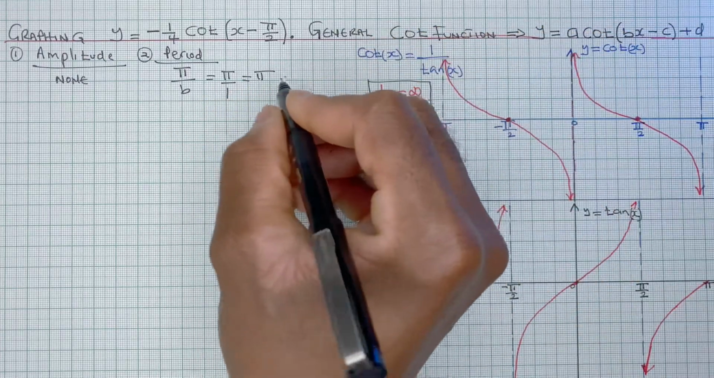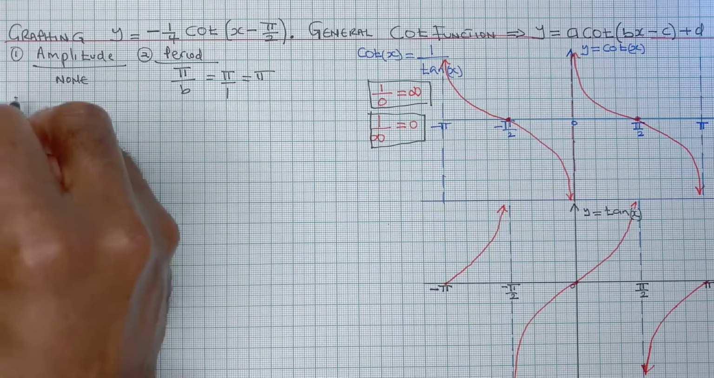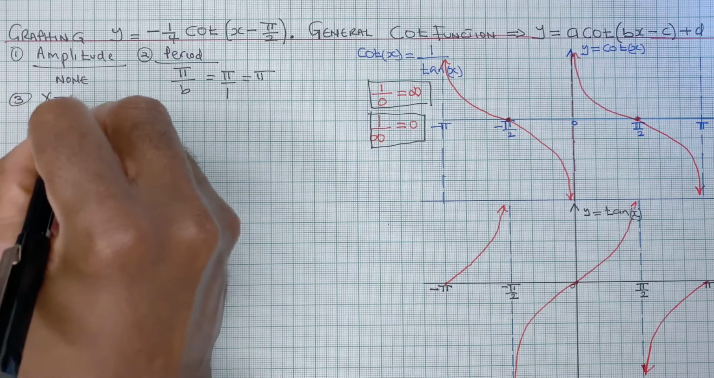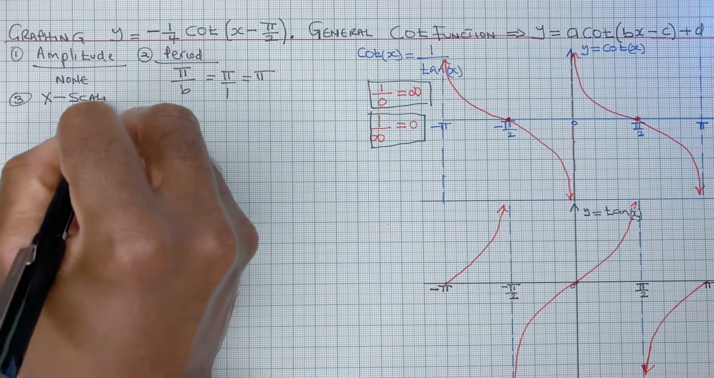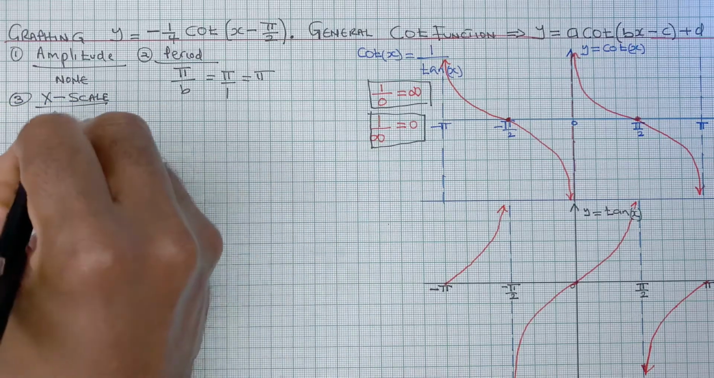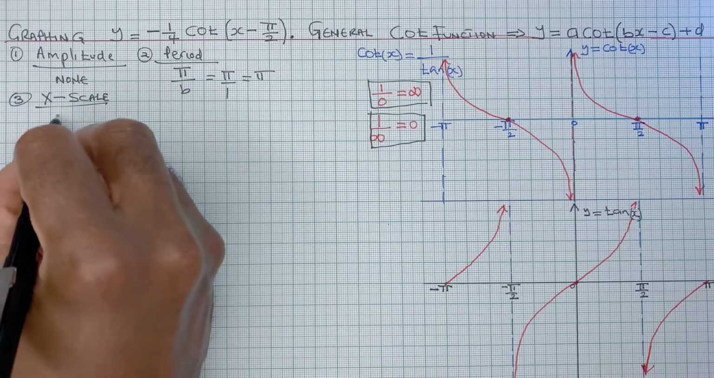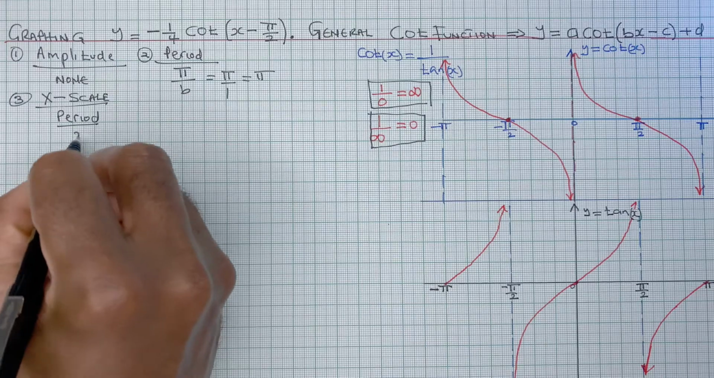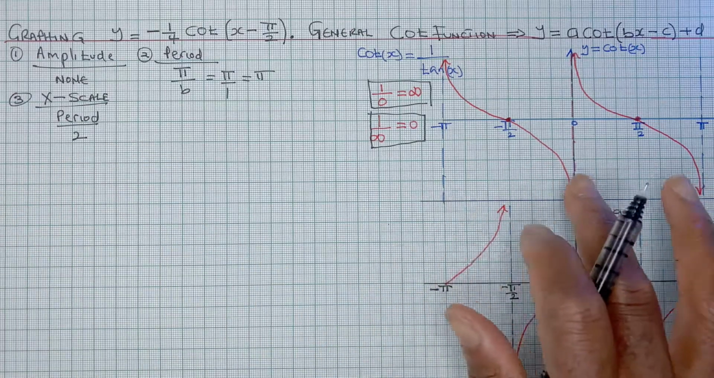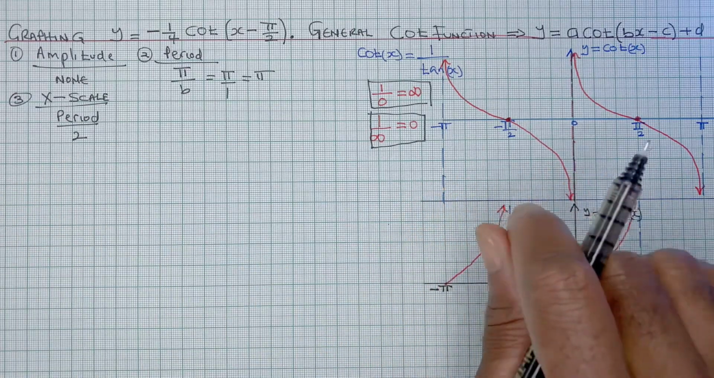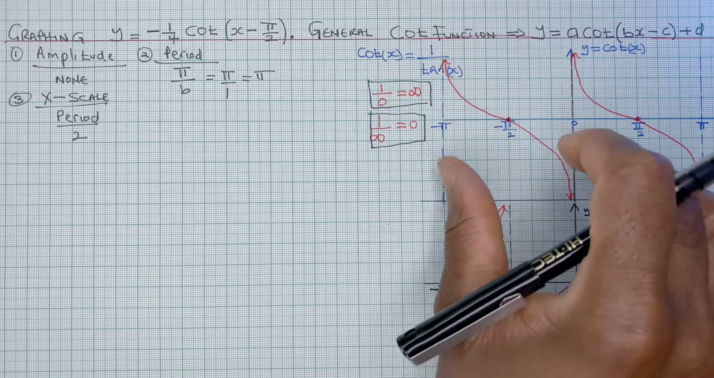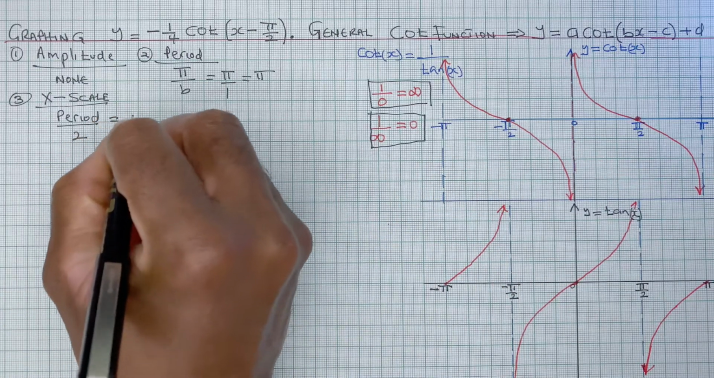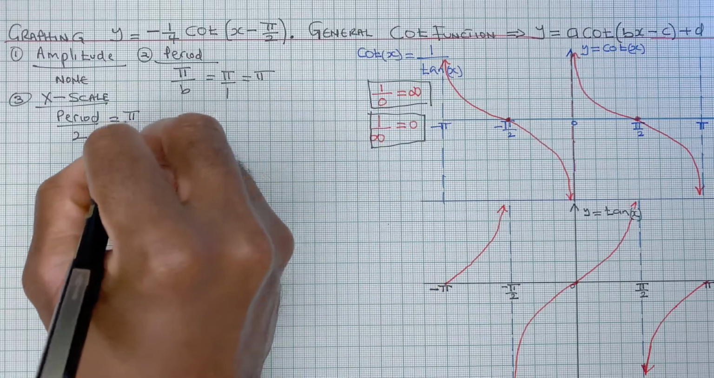Then number 3 is the x scale. The x scale is the period that we just calculated divided by 2, because we got 2 lines of asymptote for each period. So we divide it by 2 and we get pi over 2.